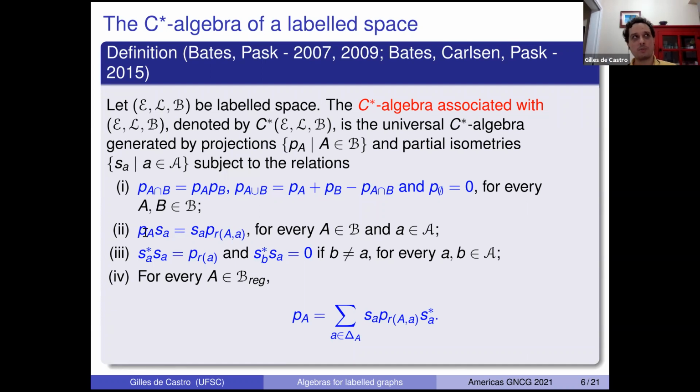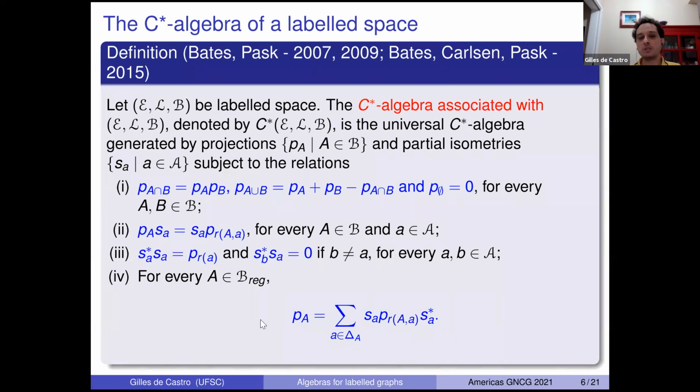So whenever you have a projection on the left and the partial isometry on the right, you gain the relative range with respect to the letter. And then these two conditions are, again, analogous to the graph C*-algebra case. So the initial projection of the partial isometry is the projection on the range, and the final projections are mutually orthogonal if you have different letters.